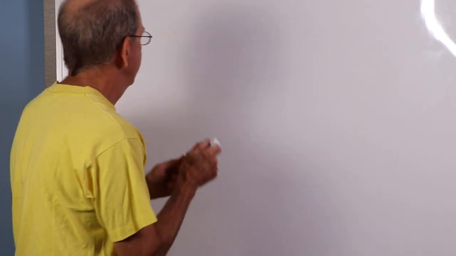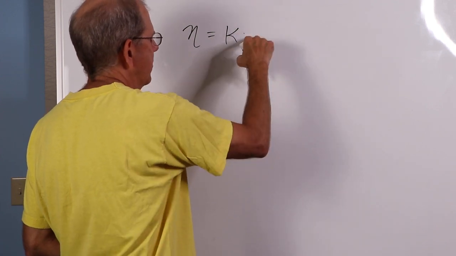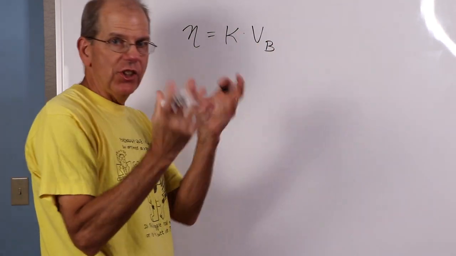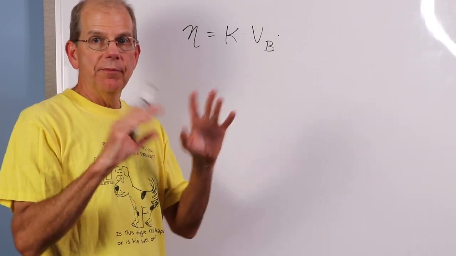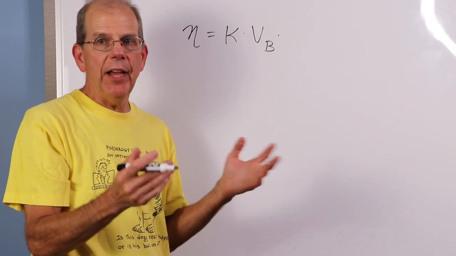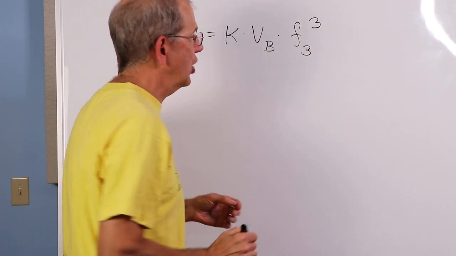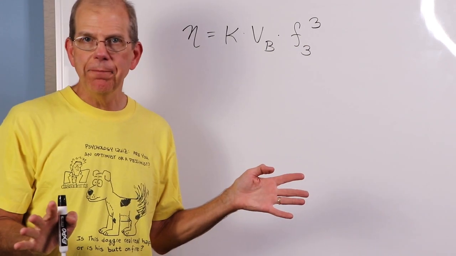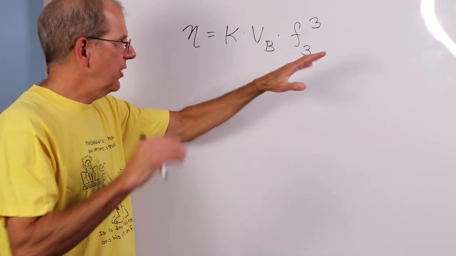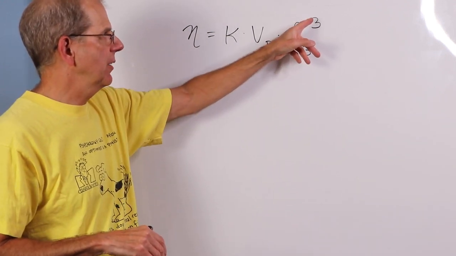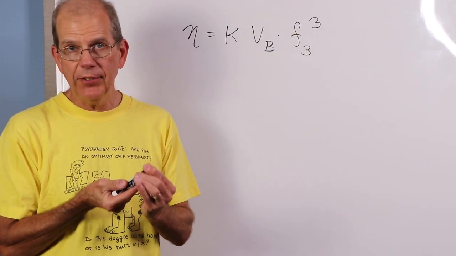And that is, the efficiency of that loudspeaker is equal to K, a constant I'll explain in a second, times VB, which is the volume of the box, times the lower frequency limit. We call that F3, the 3 dB down point, and that's cubed. So 3 decibels is half power. We find this lower frequency limit, F3 dB, and that quantity has to be cubed. This equation works for all direct radiating systems.